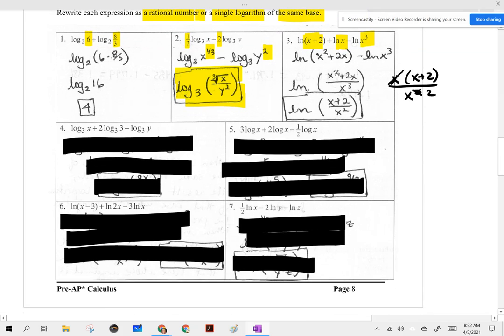So that I can reduce that. And I have x plus 2 over x squared. All right, number 4.